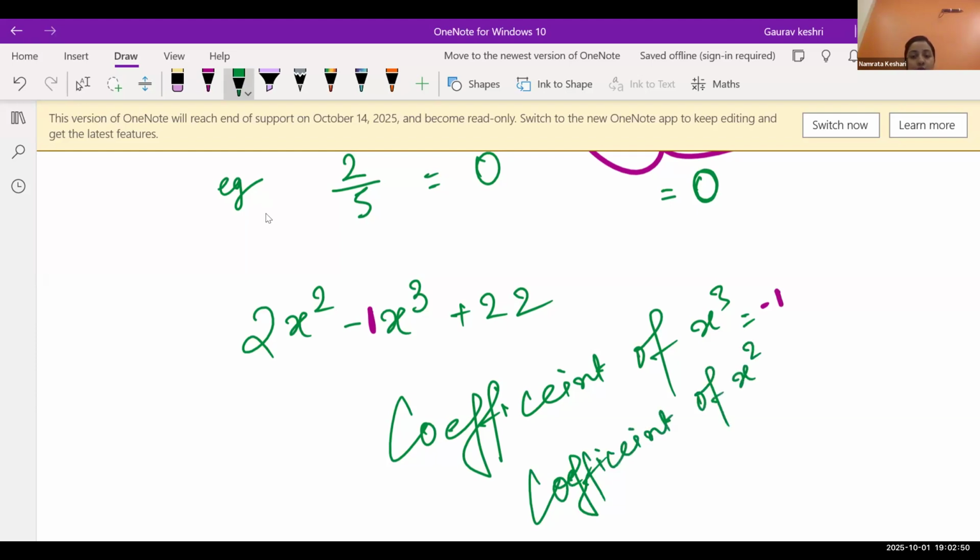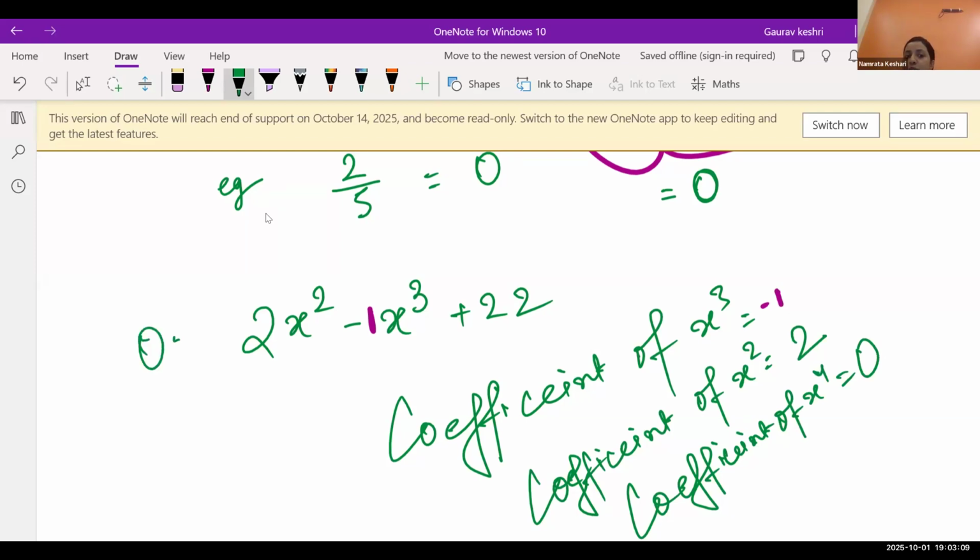It's positive 2. Okay. And if I ask what about the coefficient of x to the power 4? So I will say 0. I cannot see x to the power 4 over here. That means the coefficient is 0. Maybe we can write 0 into x to the power 4, which we don't have to write. If you cannot see the term, the coefficient is 0. Making sense? Yeah, ma'am.